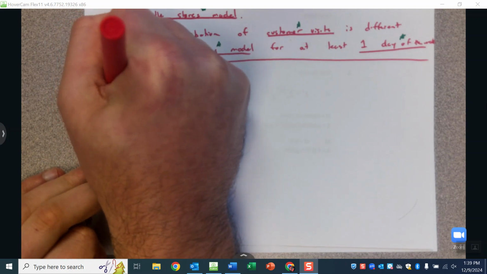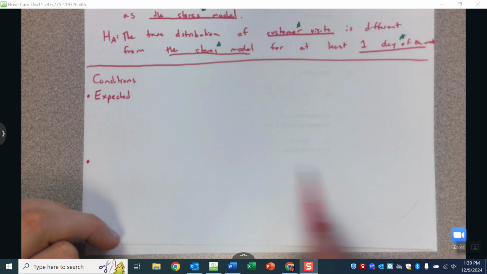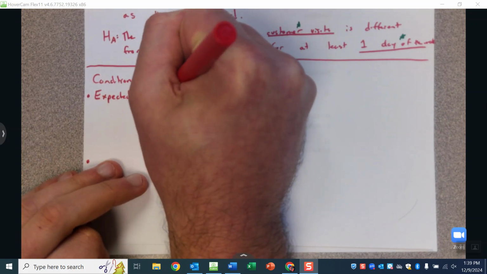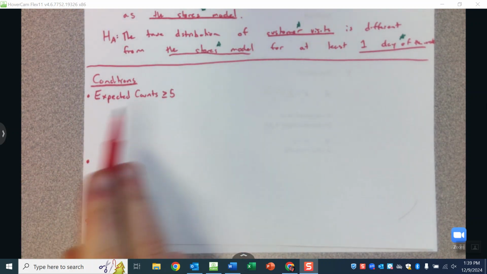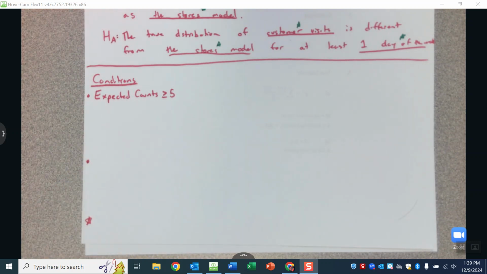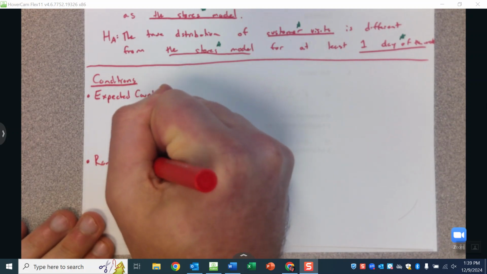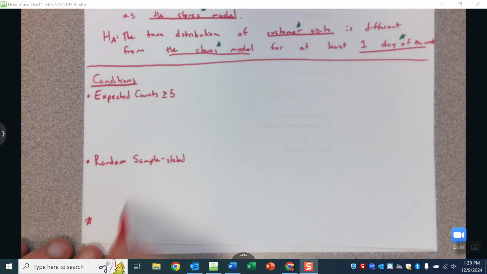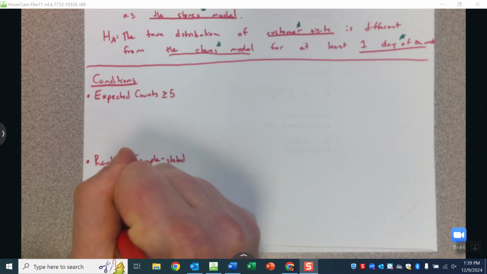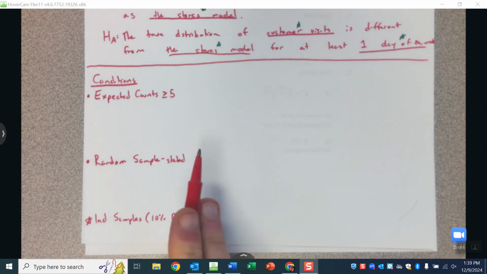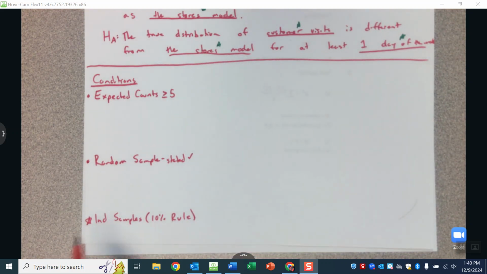But the check that we need to do to make sure that our sampling distribution follows the chi-squared shape is that all of our expected counts need to be at least 5. Now you don't know what our expected counts are yet. Don't worry about it, we'll come back to that in a second. The other two checks would be the same. It would be a random sample, and in this case that's stated. And then the optional check, which is independent samples, aka the 10% rule. And again, this one I don't make you check.